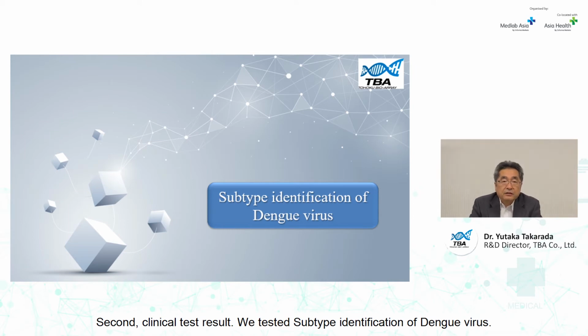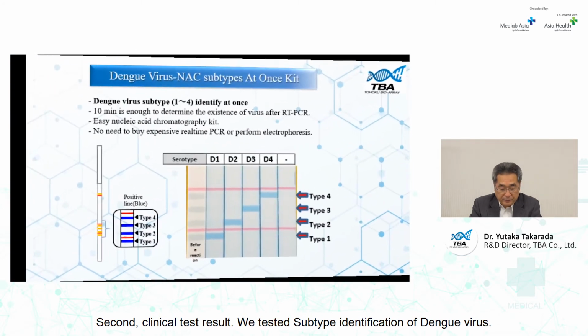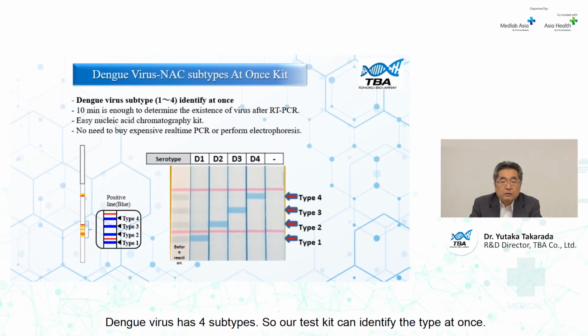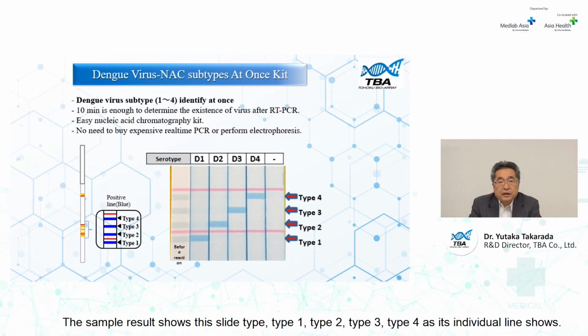Second clinical test result: we tested subtype identification of dengue virus. Dengue virus has 4 subtypes, so our test kit can identify the types at once. The example result is shown in this slide. Type 1, type 2, type 3, and type 4 are shown as individual lines.